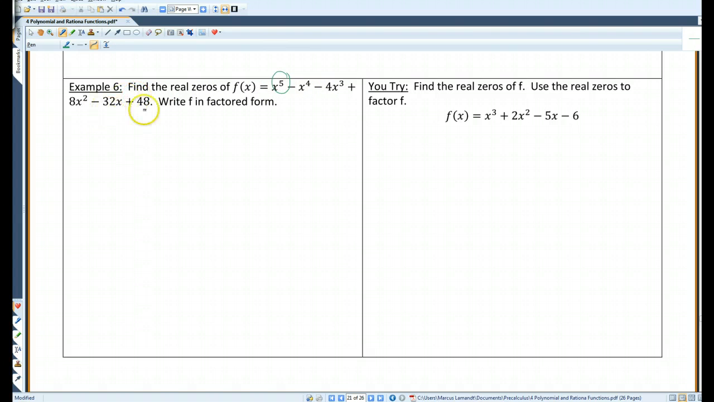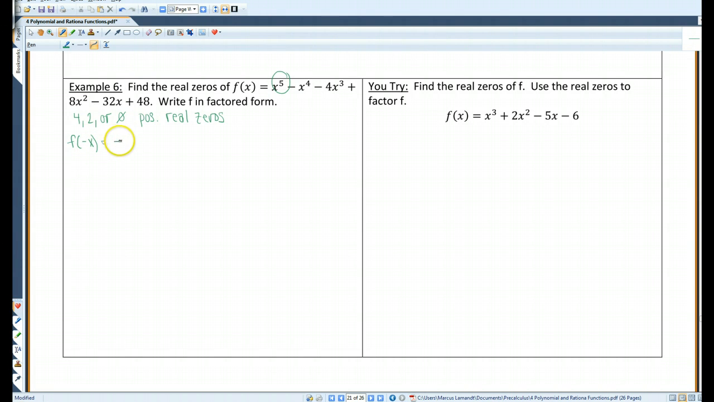there's 1, 2, 3, 4 variations in sign. So there's either, I'm gonna write it this way, 4, 2, or 0 positive real zeros. Okay?